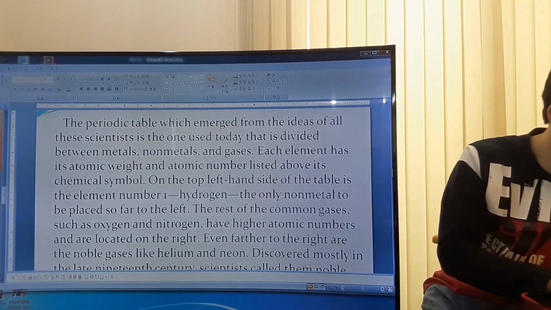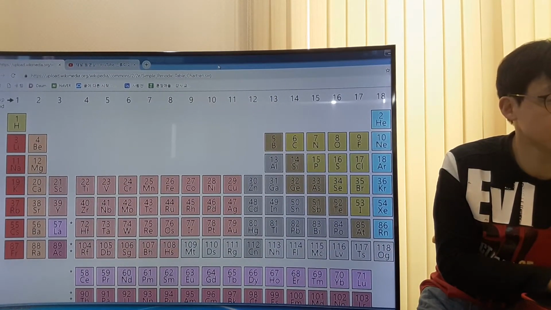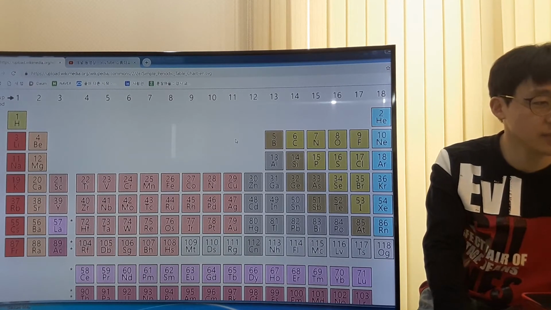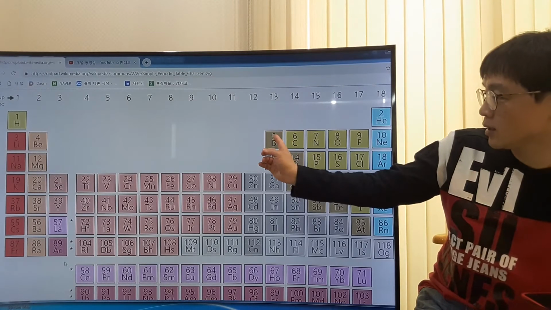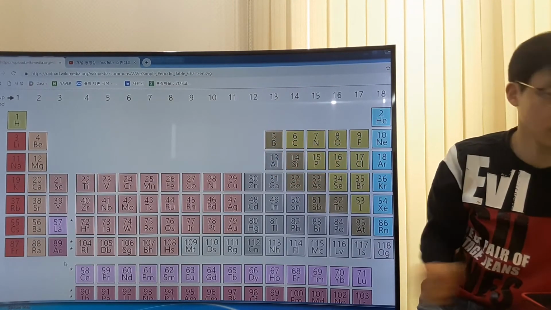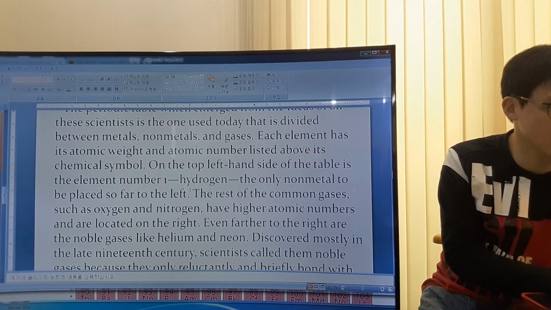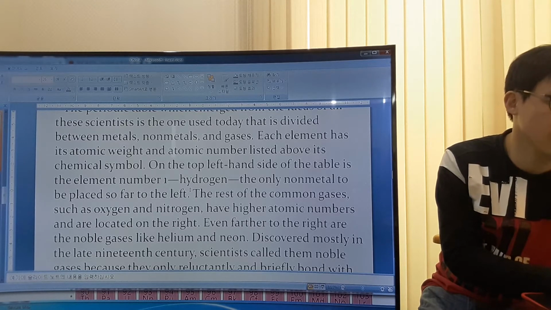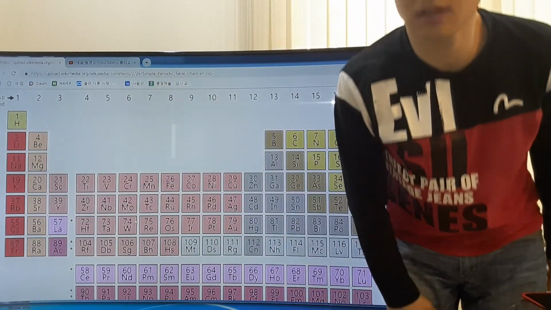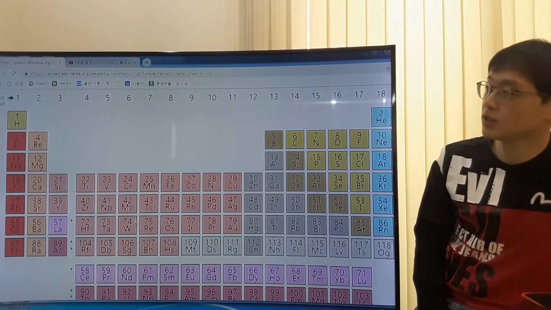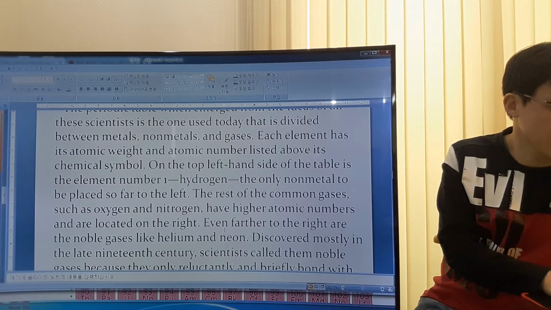This is the periodic table of elements, and the atomic number is listed above the chemical symbol. Do you understand? On the top left-hand side of the table is element number 1, hydrogen, the only non-metal to be placed so far to the left. Hydrogen is a gas, a light element, and it's very common in the universe. So this is at the very top left-hand side, and it's a non-metal.